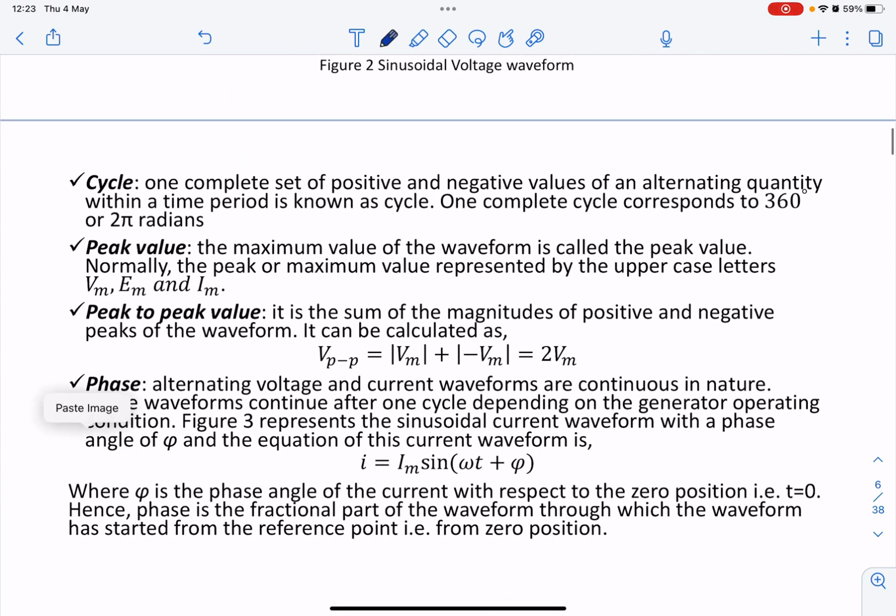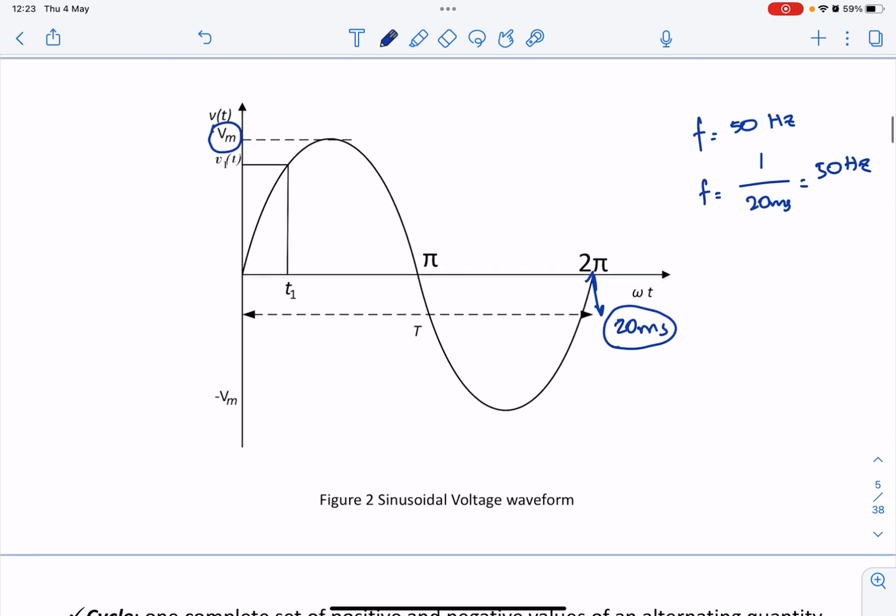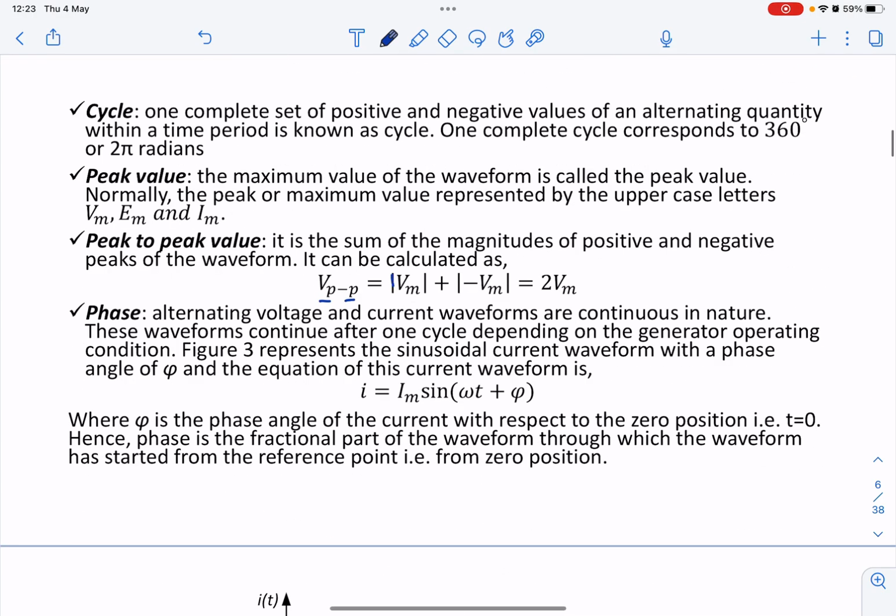And then there is another one called peak to peak value. It is the sum of the magnitudes of the positive and negative peaks of the waveform. It can be calculated as V peak to peak. So basically, Vm here and Vm here, you add them with this modulus. If you have a negative here, it becomes positive. So it becomes 2 Vm.